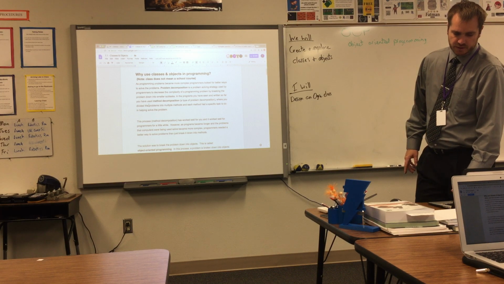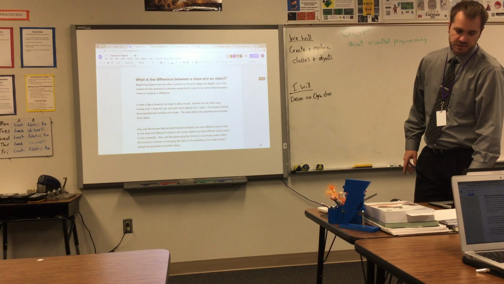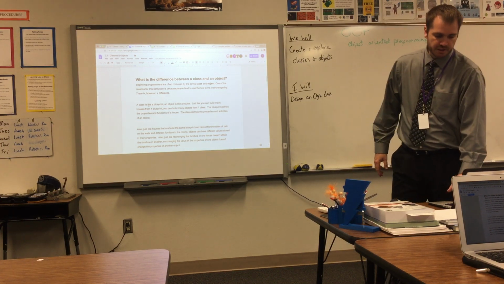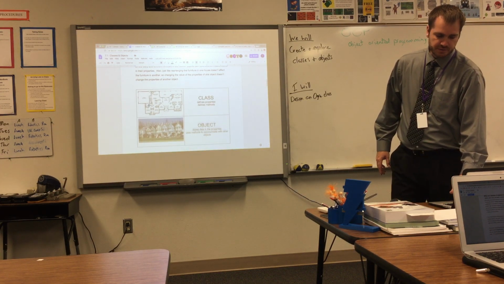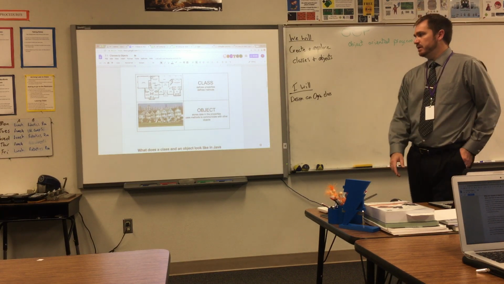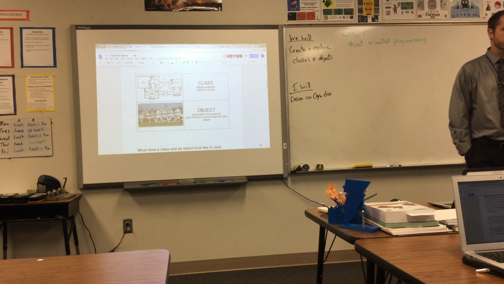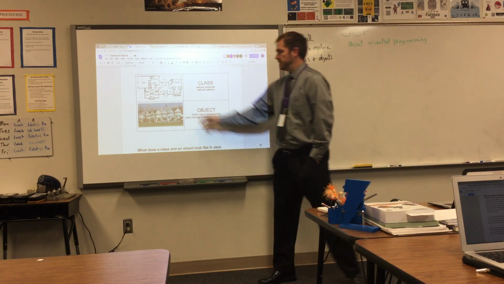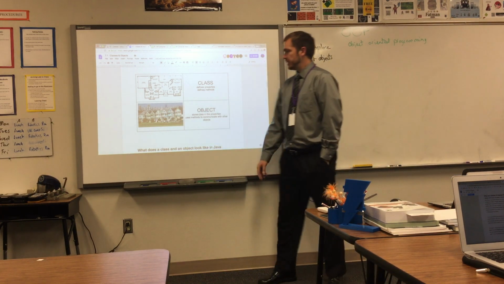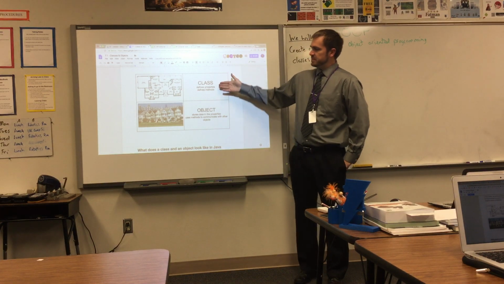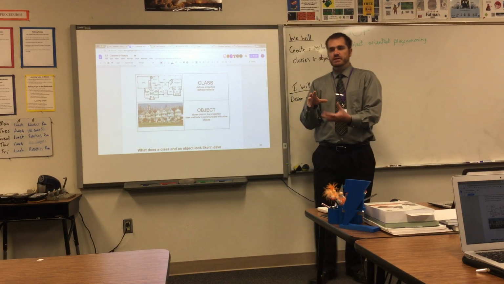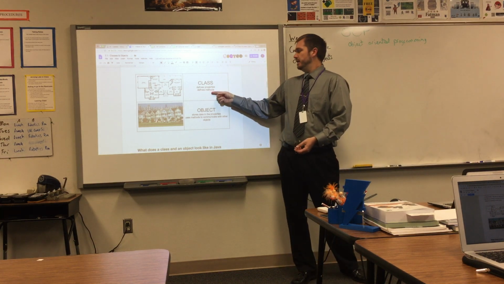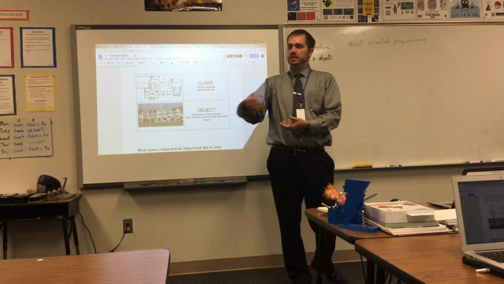Before we actually look at some of the code, though, the next question is, what's the difference between a class and an object? And the best way I can explain it to you is with the diagram there. A class is like a blueprint. An object is like a house. Okay? So the class is the code that's going to define the properties. The class is the code that's going to define the methods, the things that it can do.